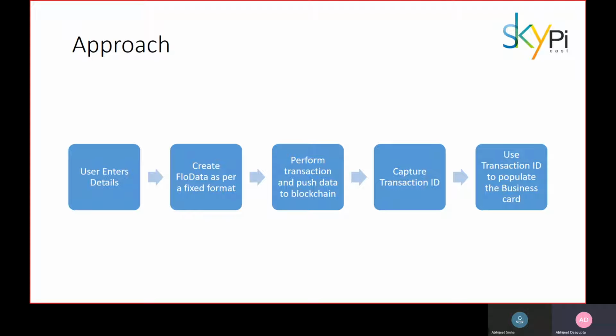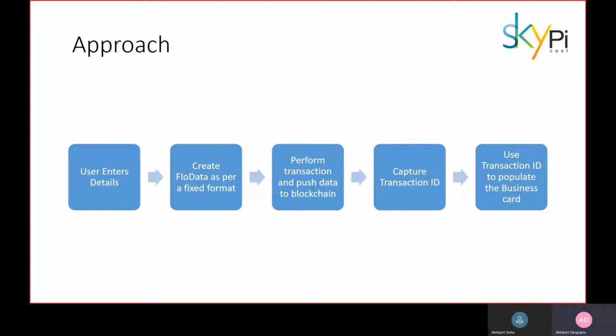Once the user enters all these details, what we are going to be creating in the backend part of our code is a text which will be stored in the flow data. We will be defining a protocol or a fixed format which will be used to bifurcate and store our data in that particular format.